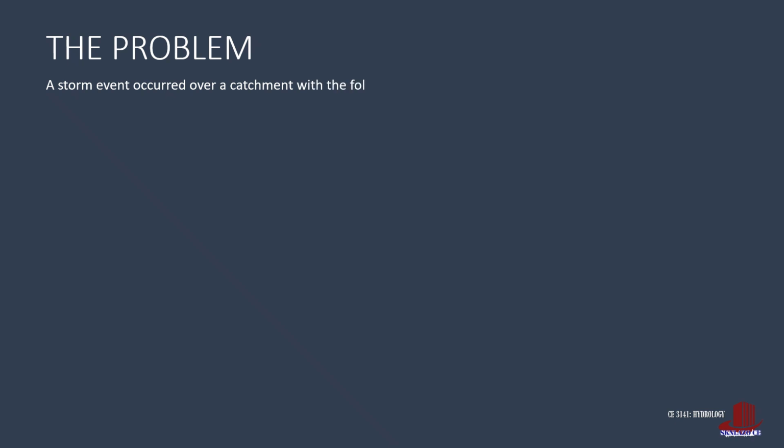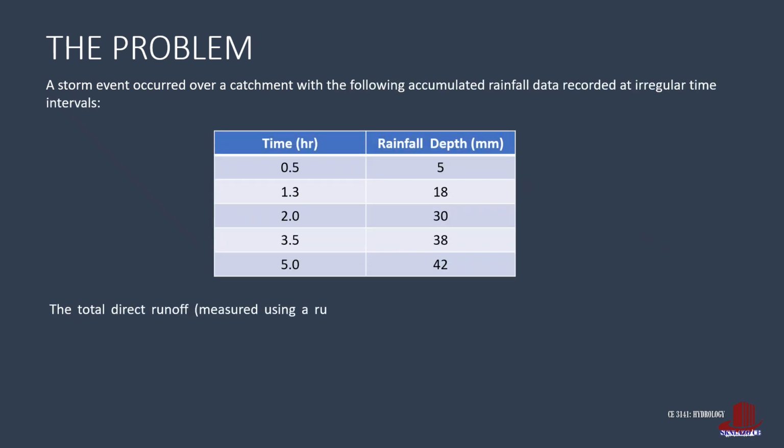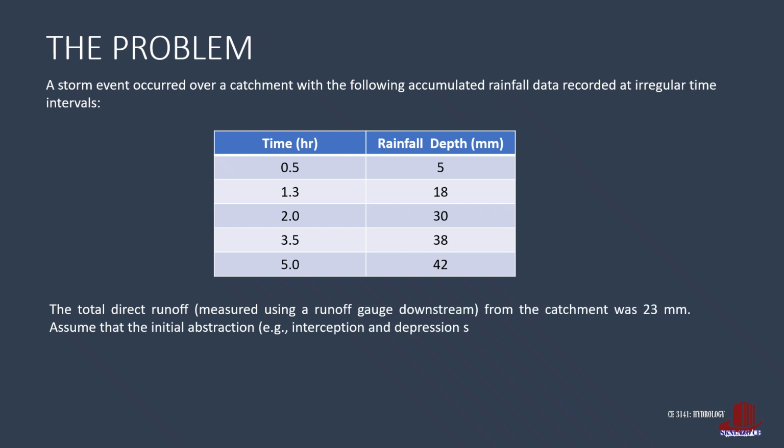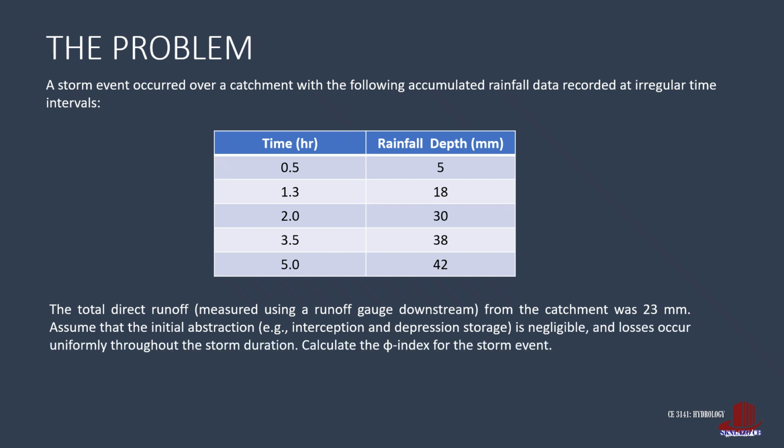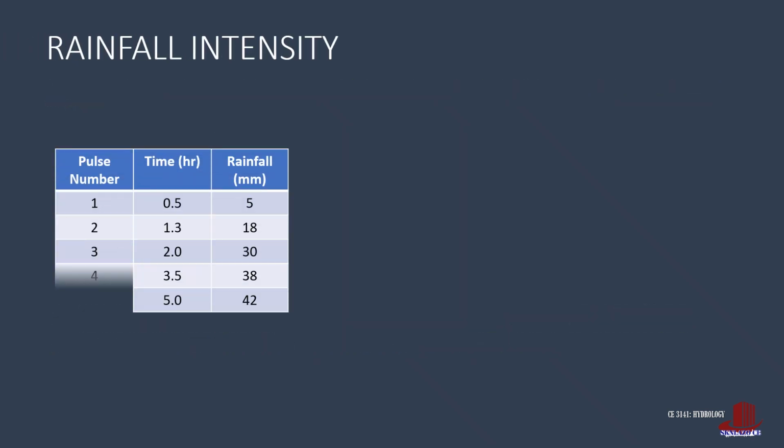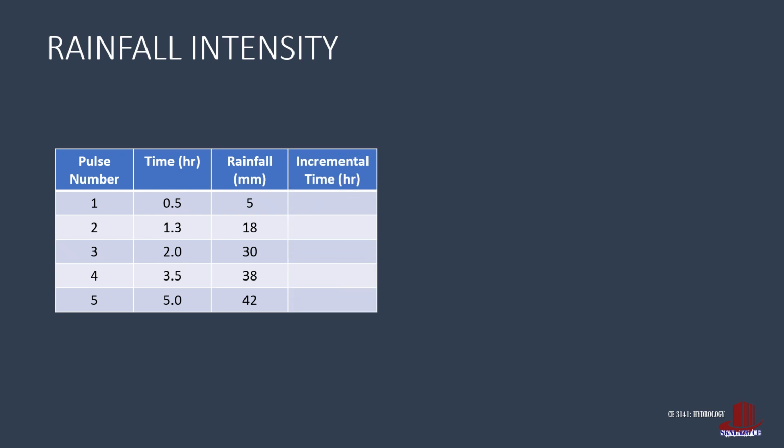The next example includes a record of a storm over a catchment area taken at different time intervals. The total direct runoff is also recorded as 23 millimeters, and we are to compute for the Phi index. Take the number of entries as the pulse number. The Phi index goes with the hyetograph, which requires time and intensity. Intensity is taken as the incremental depth over the incremental time, so we solve for the incremental time first.